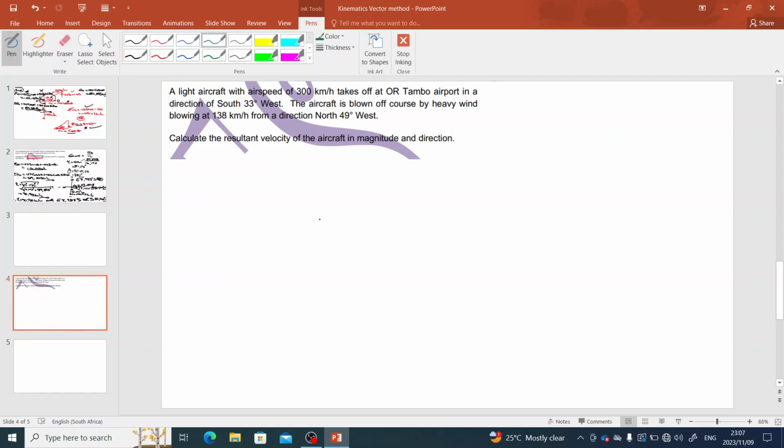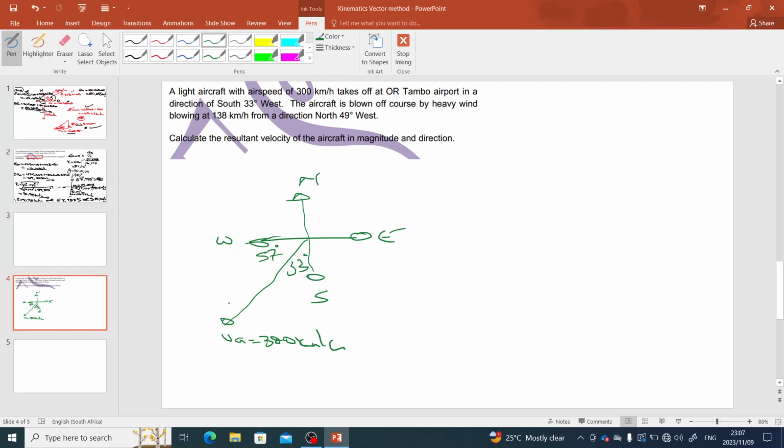Right. Now let's use the cosine rule. A light aircraft with a speed of 300 takes off at OR Tambo in the direction. Now let's write it. Let's project. This is north. This is east, south, west. It is heading south. South is your reference point. Angle of deviation, it is 33. That means here it is 57 degrees. Right. At what speed? VA, it is at 300 kilometers per hour.